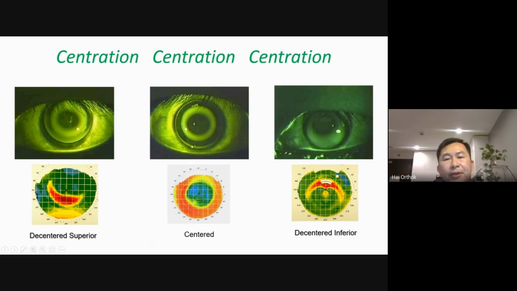And here is the summary of good fitting, superior decentration, and inferior decentration. How do you see superior decentration? The lens is too flat compared to the cornea. You can see the lens is too flat, so it is only touching on the steep part of the cornea, and it opens the other portion of the lens because it's too flat. And in this case, the lens is too steep. It causes a lot of vaulting on that portion of the lens.